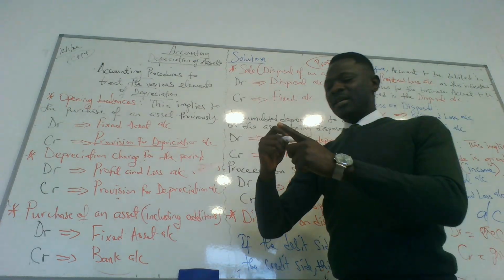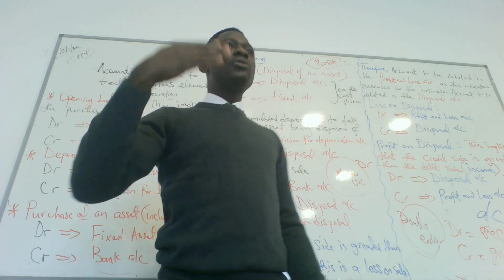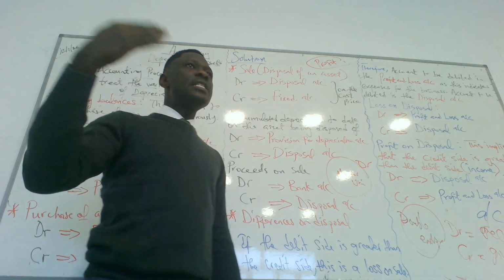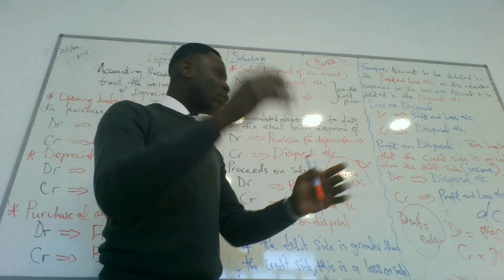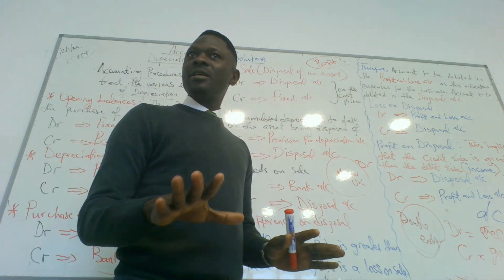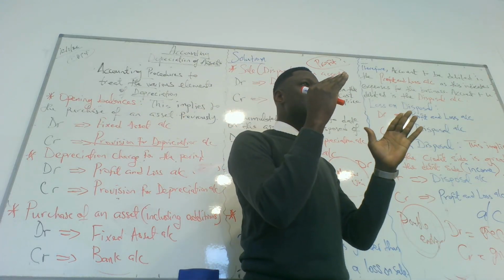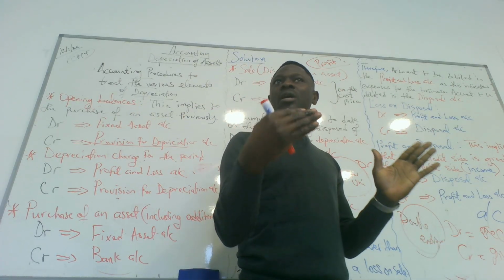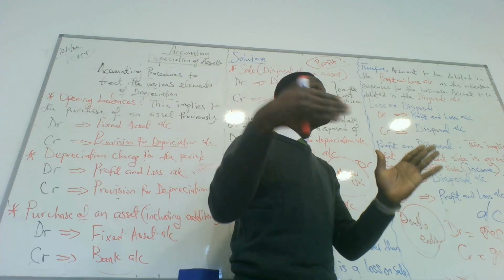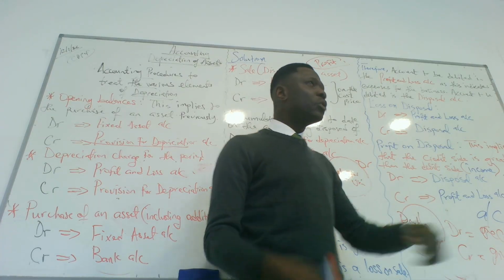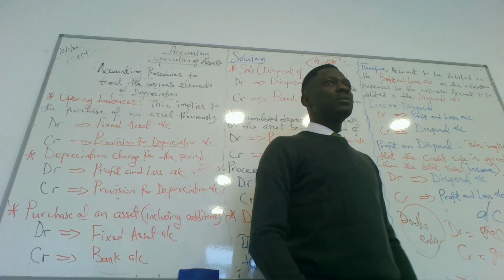Now, the asset will be used year in, year out. So we're going to have the economic lifespan of that asset. As soon as the asset has gotten to the residual value, it simply means it cannot be as useful as it used to be. What can we do with it? We don't leave it there. We dispose of it.